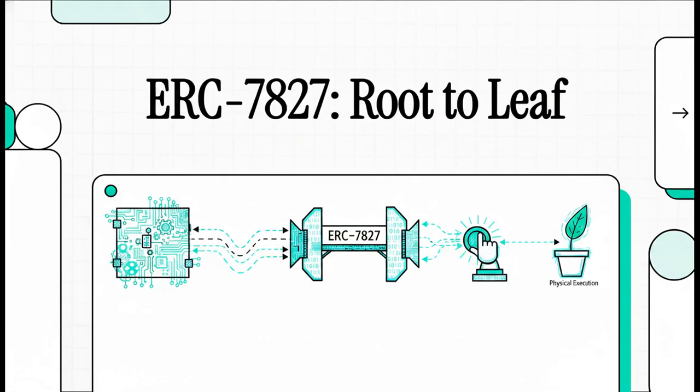We're diving deep into episode 29 of the source materials, and our main character today is ERC-7827. We're going to trace this mind-bending path from a digital root anchored securely on the blockchain all the way out to a physical leaf sitting right on a desk.